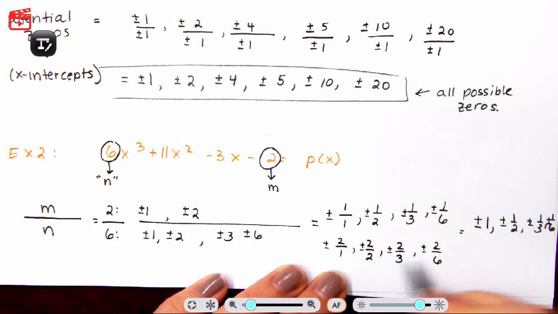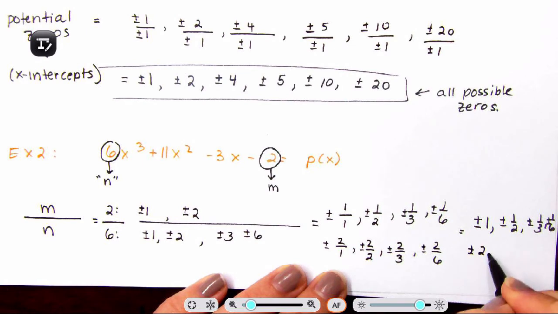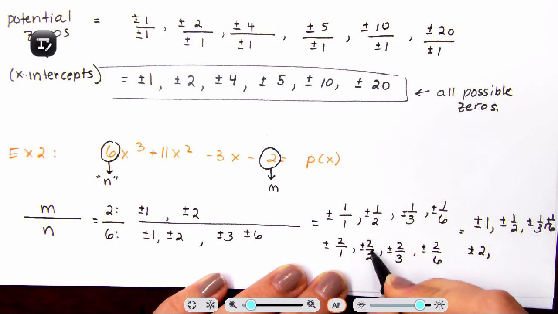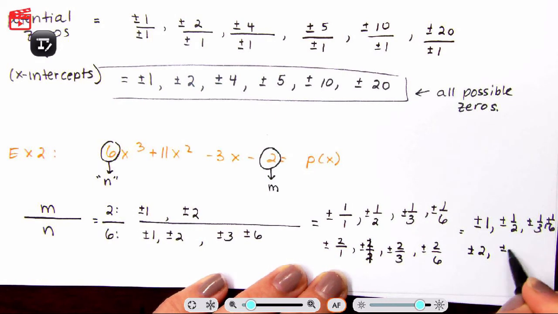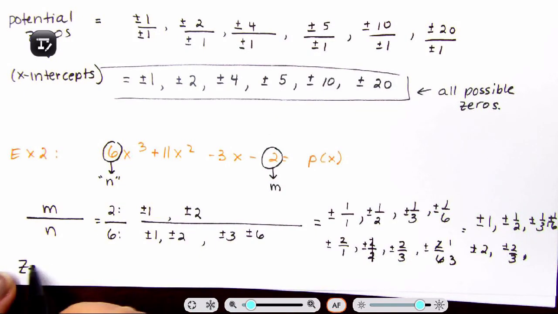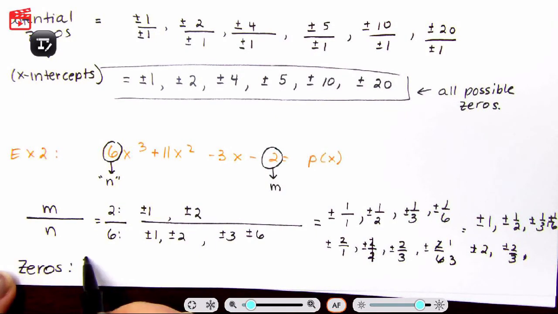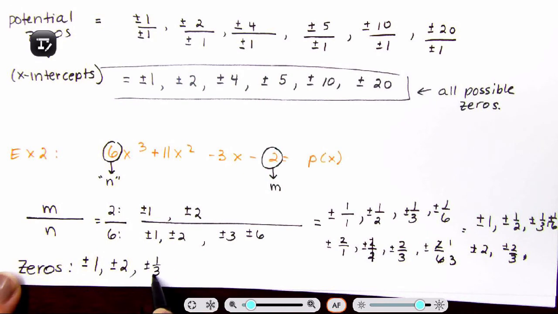Then I have a 2 over 1, so I have a 2. I have a 2 divided by 2, that's 1. I already have a 1 here, so I'm not going to write it. Then I have a 2/3, and I have a 2/6, which simplifies to 1/3. I already have a 1/3 here, so I'm done. So all possible zeros, I have plus or minus 1, comma, plus or minus 2. Usually the whole numbers go first. And then I have plus or minus 1/3, plus or minus 1/6, plus or minus 2/3.